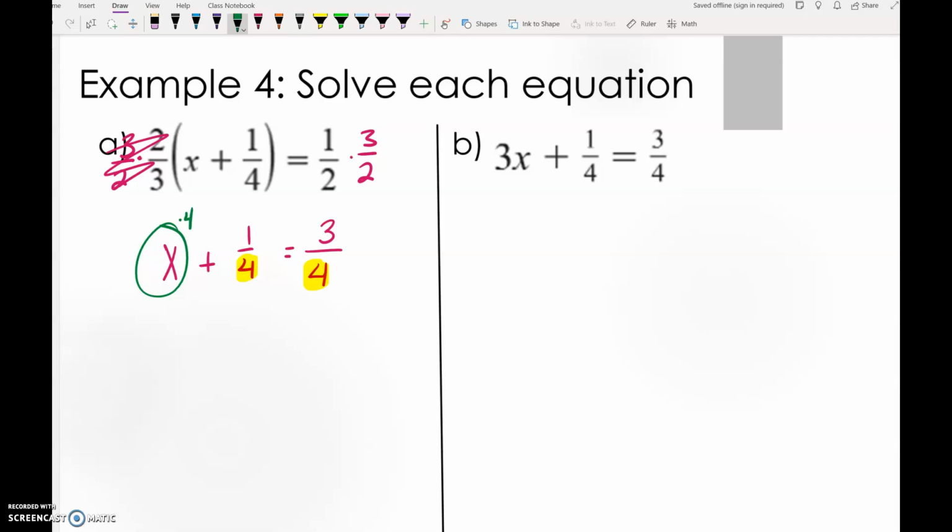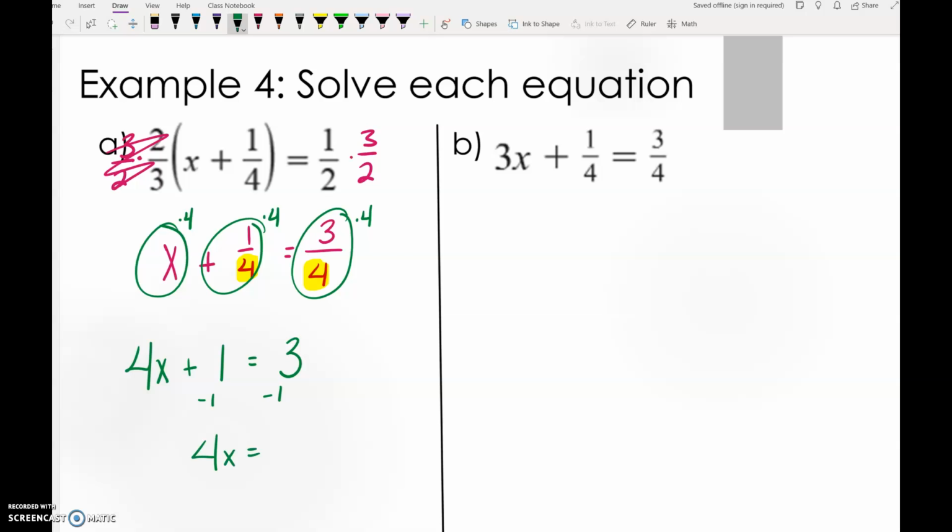So this term times 4 is 4x. What is 1/4 times 4? 1/4 times 4 is 1. And 3/4 times 4 is 3. And now our fractions are gone. Poof! And we can solve this. X equals 1/2. Woo!